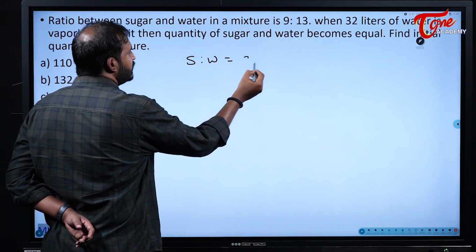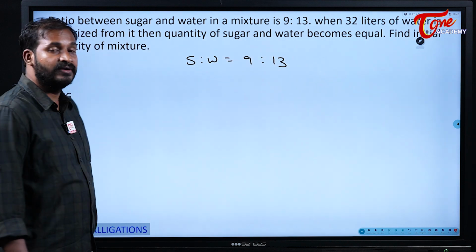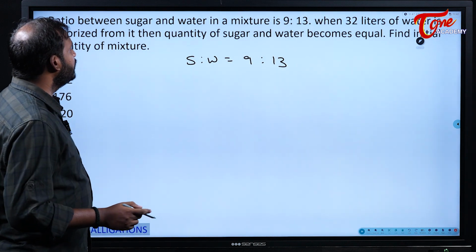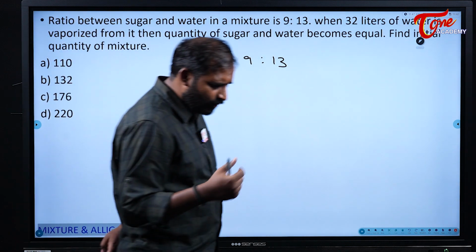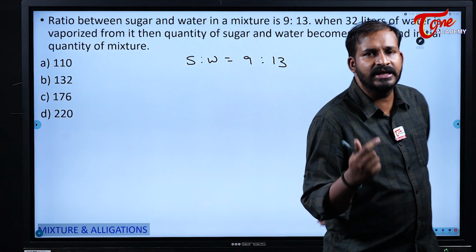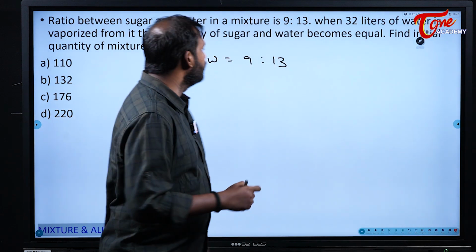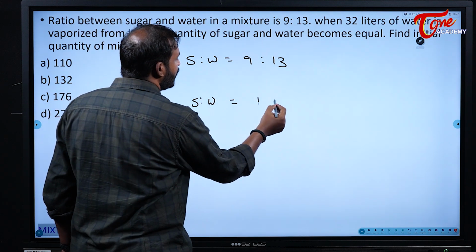Sugar and water are in the ratio of 9:13. When 32 liters of water is vaporized, meaning removed from it, the quantity of sugar and water becomes equal. See here, if two components become equal, the ratio between them becomes 1:1. So sugar to water became 1:1.